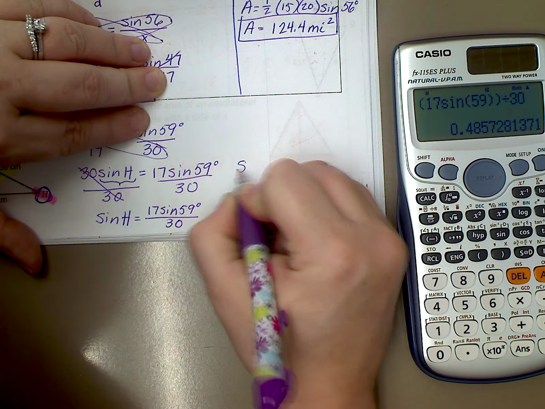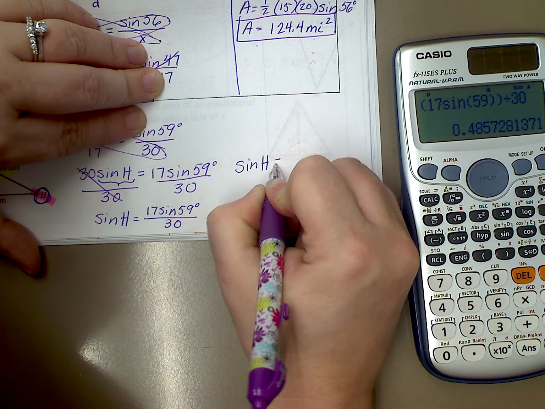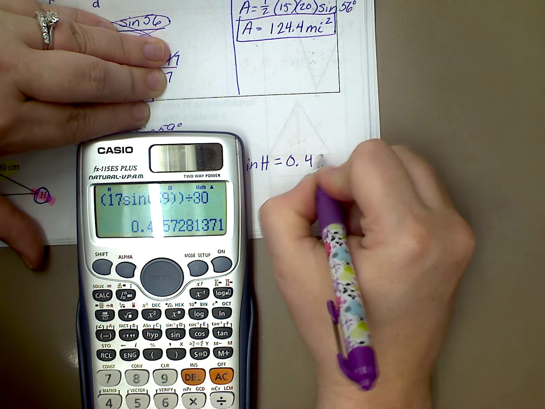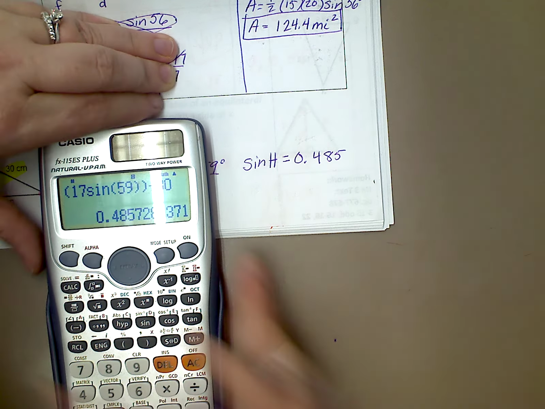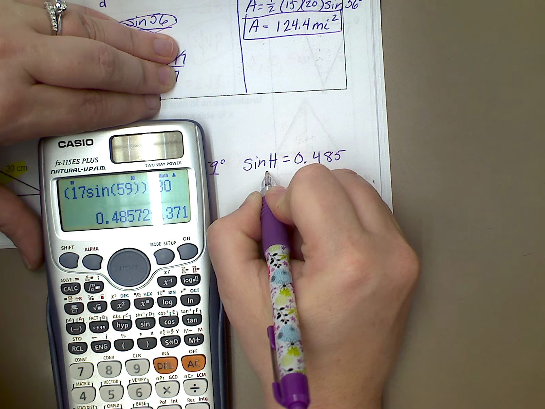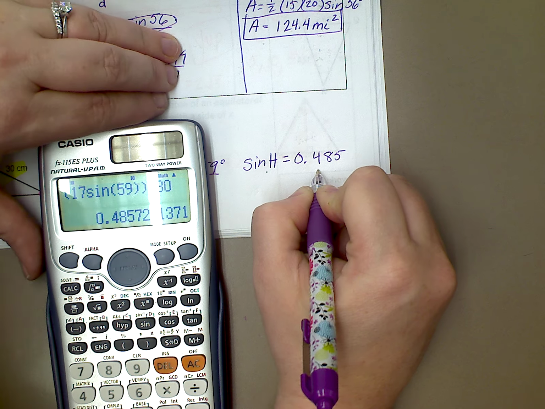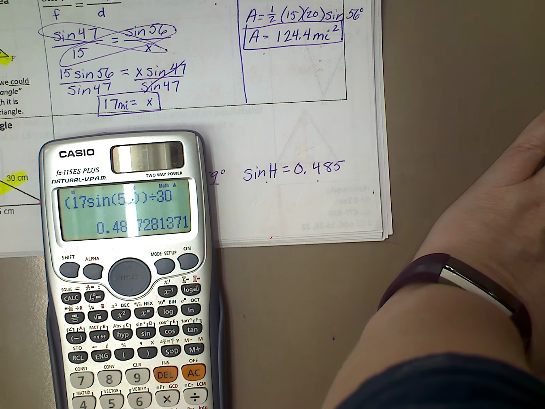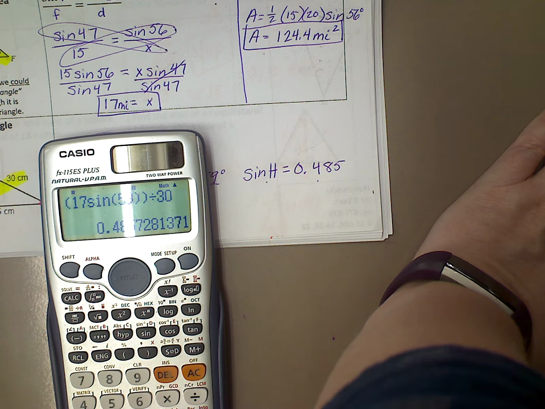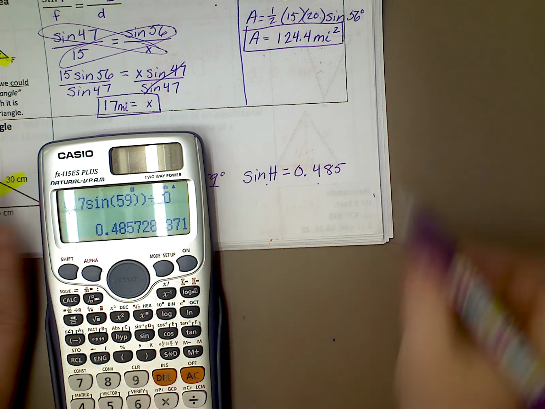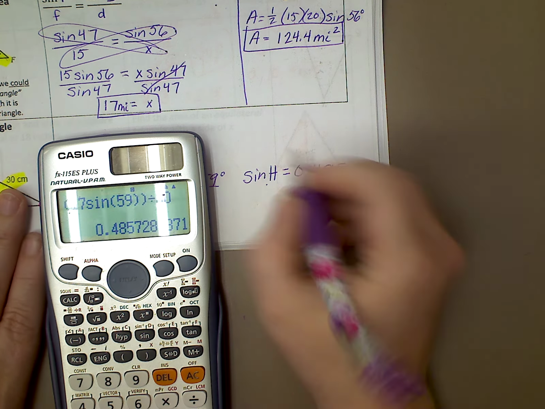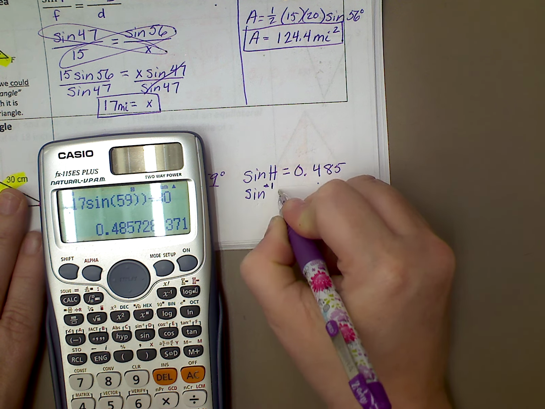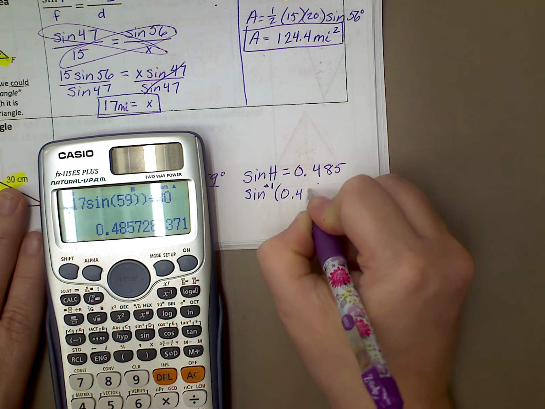Okay, so sine H is equal to 0.485 blah blah blah. So how do I find the angle if I know what the sine is? Let me turn that down. There we go. So the sine of H is equal to that. So this is where I'm going to use that inverse sine to find what H is. That's the sine to the -1 of that ugly decimal.